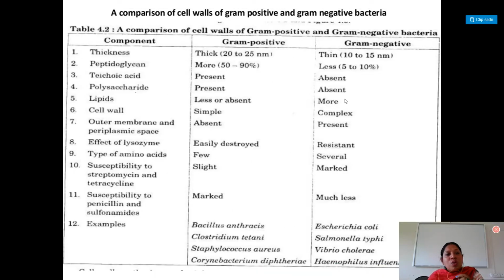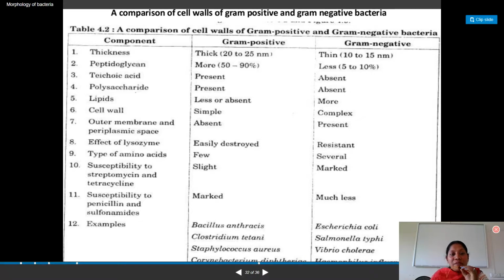So let us go with a comparison of the cell wall of gram positive and gram negative bacteria. It is important. It's a 5 marks question. You should know how you differentiate between a gram positive bacteria and a gram negative bacteria. So let us go with the first one. On the first side, you can see on the left side it is the component, and then it is gram positive, and then it is gram negative organisms.